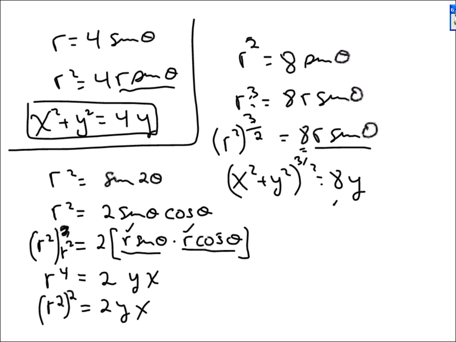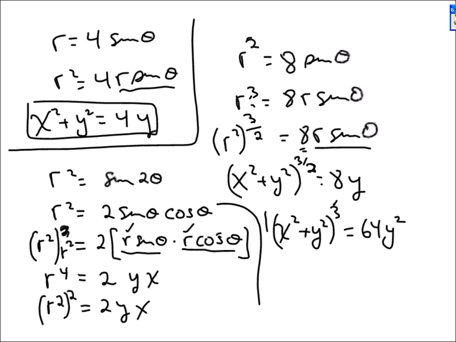Now, possibly what a textbook might do is they would square both sides. So when you square the left side, it just becomes x squared plus y squared cubed. And when you square the right side, you get 64y squared. That might be a nice way of writing the answer. But the line above was fine.